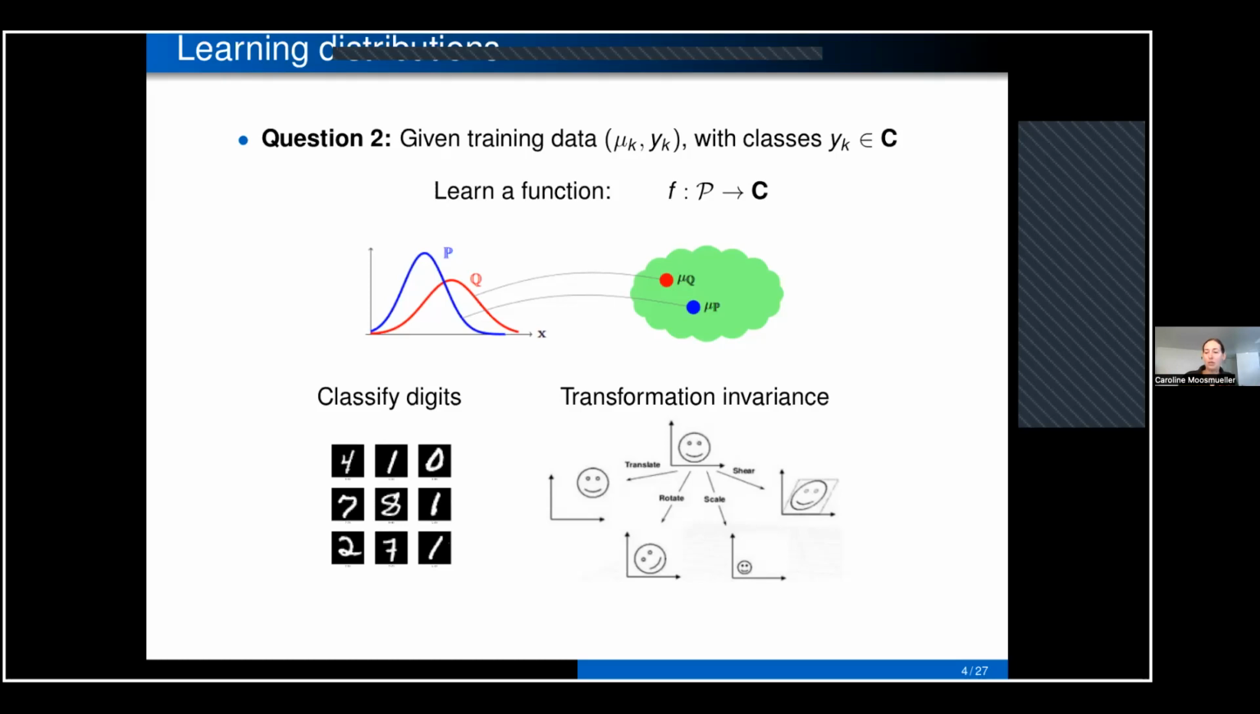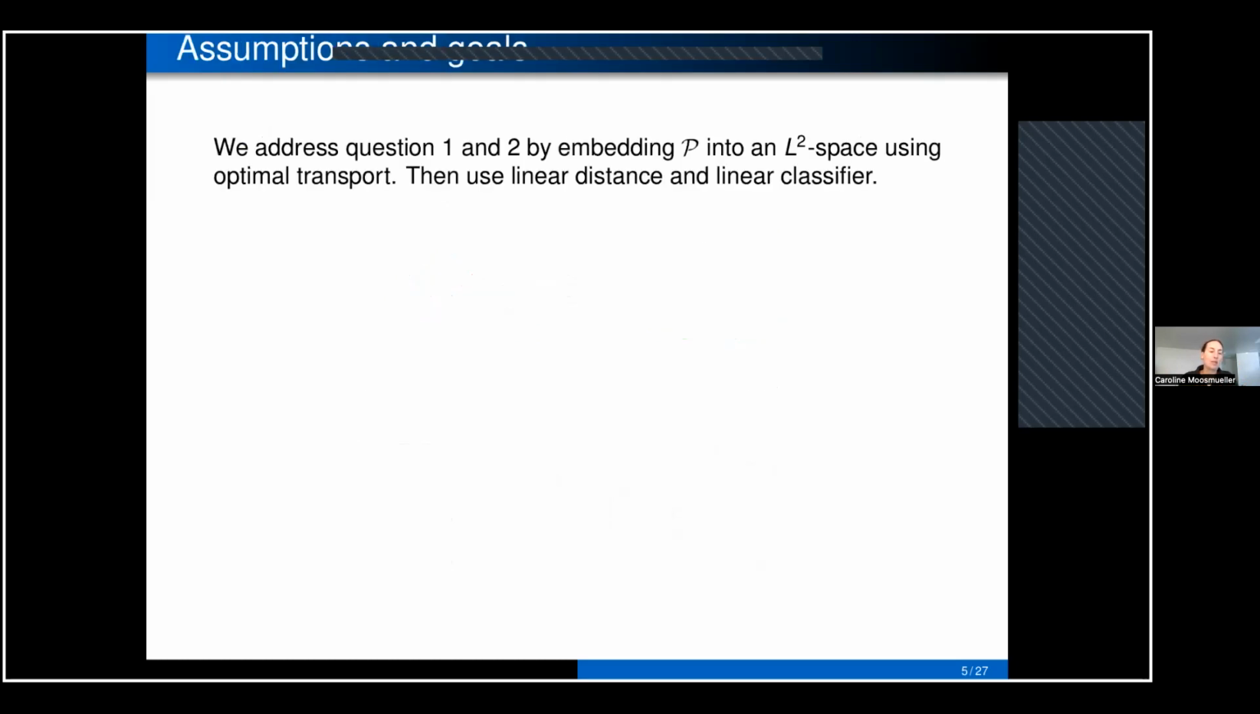What I want to do is somehow try to move that problem into a different setting, into a linear setting. So we're going to use some kind of embedding idea. So assumptions and goals: we're going to address those two questions by embedding the space of nonlinear distributions into an L2 space using the optimal transport framework. So here the optimal transport is going to come in. And then once we're in the linear space, we're going to use linear distance and a linear classifier.